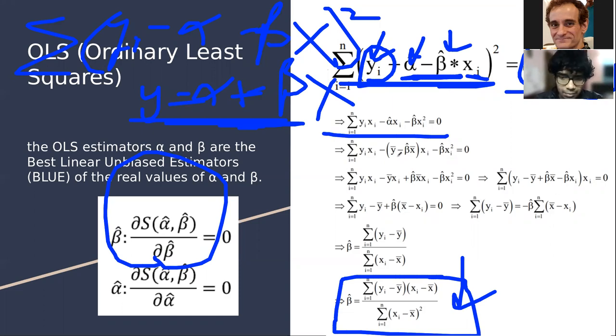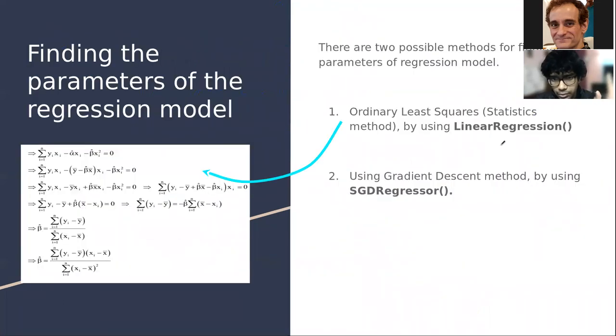I have not personally performed this recently, but I know how to reach this. I did it back when I was just starting my machine learning journey in 2018. I did this step by step, but it's been a while. But this is how it happens. And if you understand this more or less, pretty much you understand everything. So once you get beta cap, you will be able to find alpha cap.